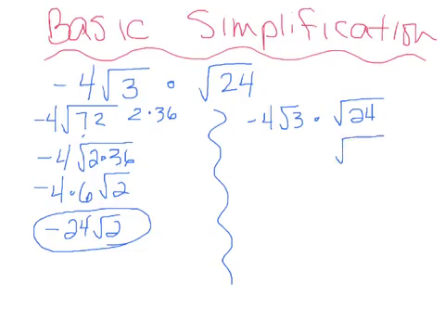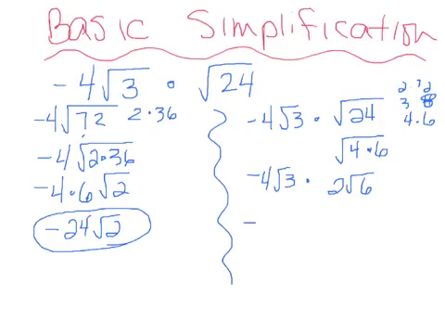24 breaks up into 2 times 12, which doesn't help, 3 times 8 does not help. 4 times 6. There we go. Let me erase this. 4 times 6. I can take the square root of 4. 2 square roots of 6 times negative 4 square roots of 3.